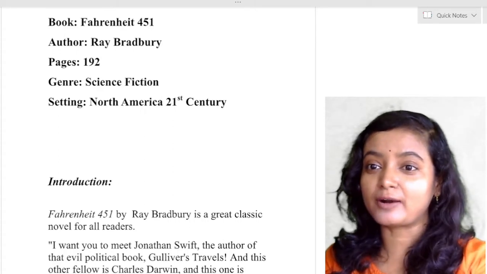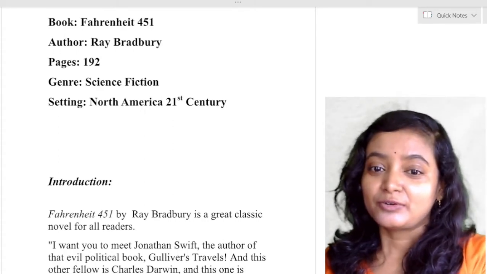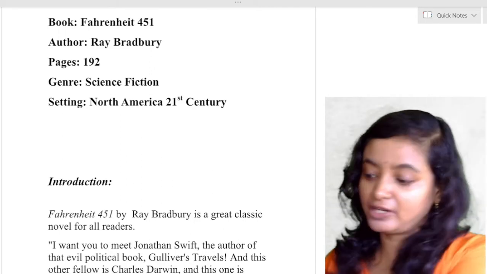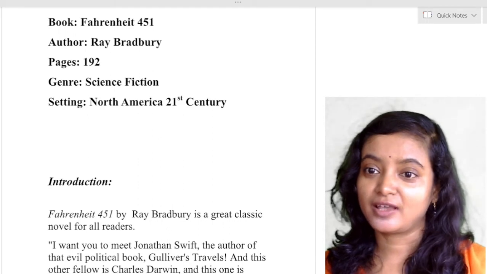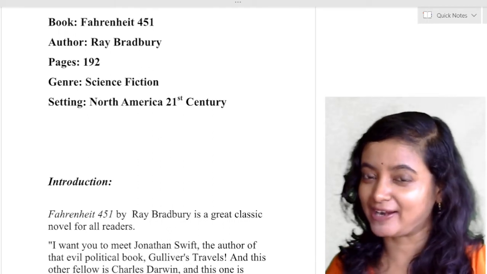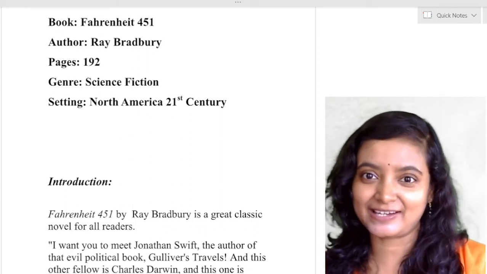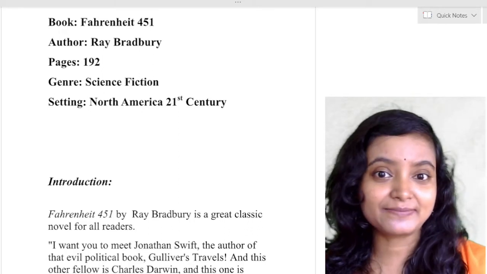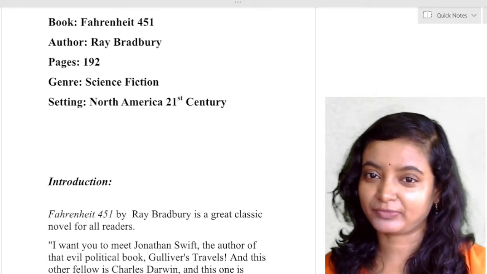Today we will talk about book burning. Today's topic is Ray Bradbury's novel Fahrenheit 451. And what is Fahrenheit 451? Fahrenheit 451 is the temperature at which a page of paper gets burnt. It is a science fiction novel set in North America in the 21st century.